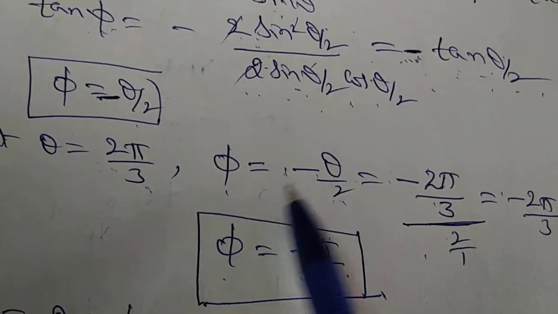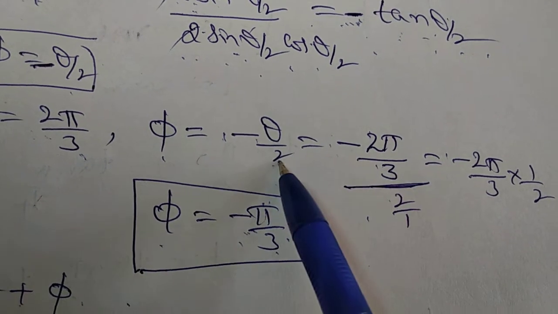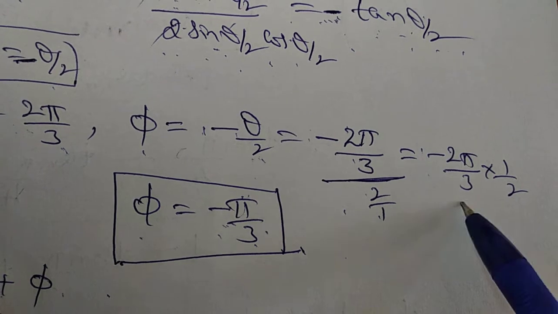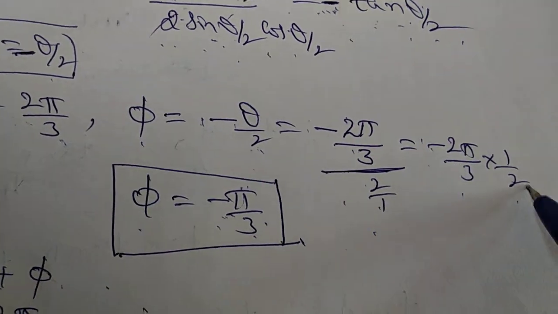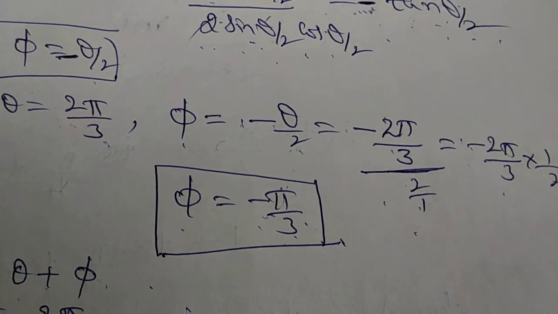Substitute theta is equal to 2 pi by 3. So then what you get? Minus theta by 2, so minus, theta is equal to 2 pi by 3. This 2 is there, you have to write. So that is equal to minus 2 pi by 3. This one, 2 by 1, you take numerator, 1 by 2. So 2 becomes cancel. So therefore psi is equal to minus pi by 3.